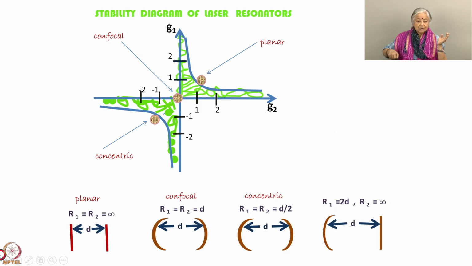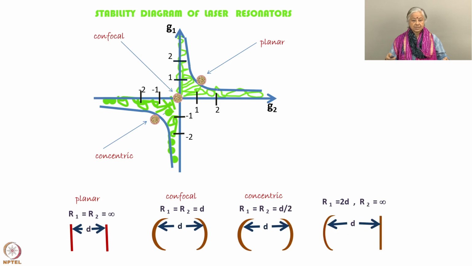All the resonators need not have plane mirrors, they need not have these kind of concave mirrors. You could have a combination of concave and a plane. Here R1 is equal to 2D and R2 is equal to infinity, because one is a plane mirror. You put in all those values and they fall somewhere in this region. So, it is pretty much a stable resonator. So, quite often people work with this configuration of a resonator.